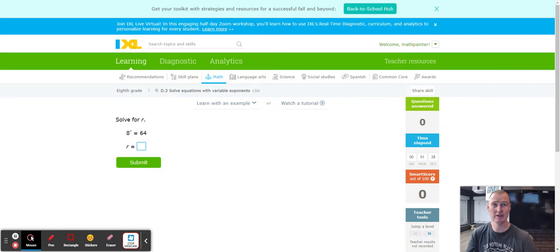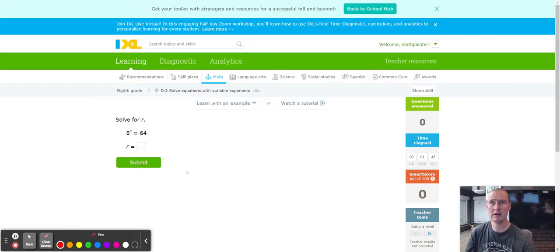Today we're working on IXL D.3, solve equations with variable exponents. All right, so now it's kind of like IXL D2, but we're going to figure out what is the exponent that makes the equation true. So in this case, we have 8 to the r power equals 64.